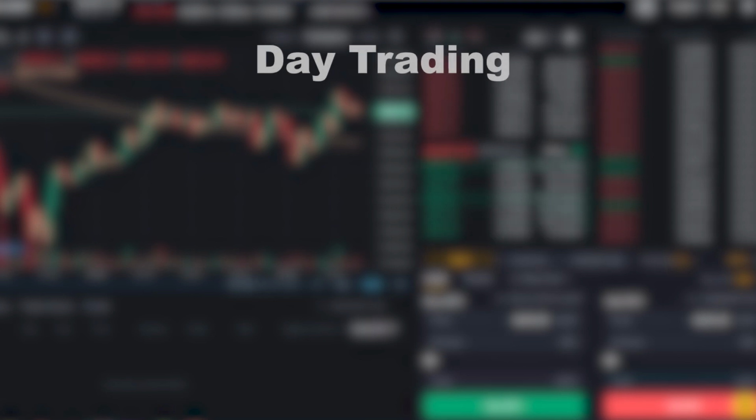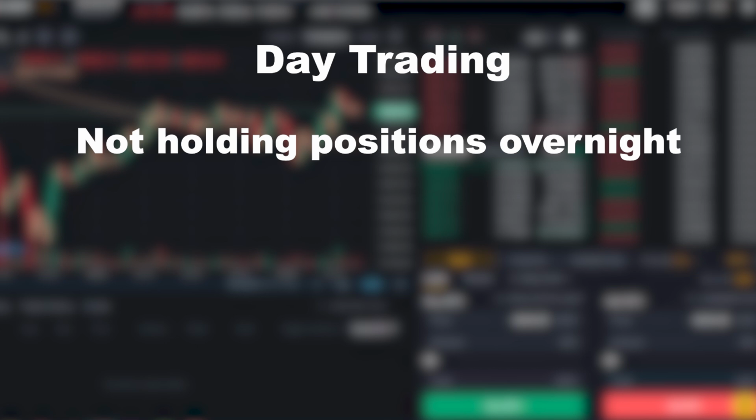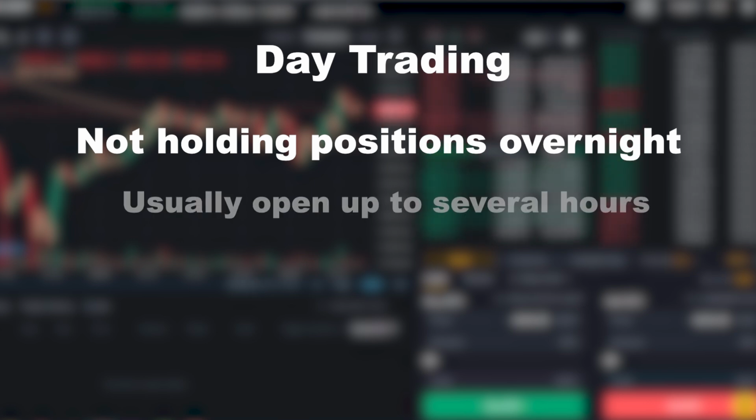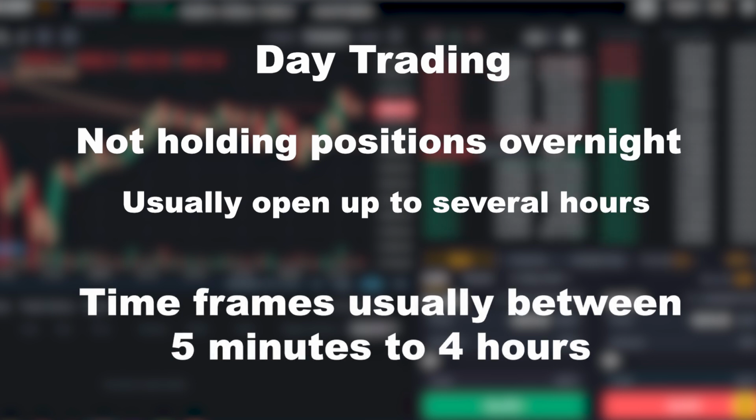Now let's talk about day trading. Generally, a day trader is someone who doesn't hold their positions overnight. The amount of time that day traders hold their positions actually depends on how quickly the price reaches their profit target, and in practice this can happen anywhere from a few minutes to many hours, but generally they don't keep their positions open for longer than several hours and always exit their positions at the end of the day, so their positions last maximally to a single day, and they usually use time frames from 5 minutes to 4 hours.